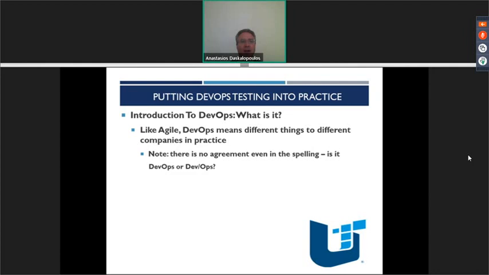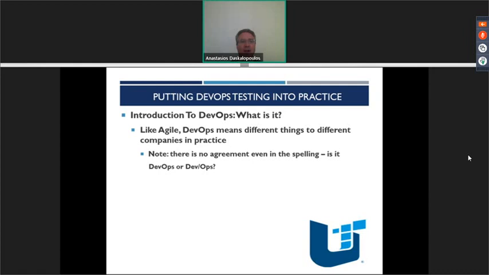Like Agile, I found that DevOps basically means different things to different companies. There's little agreement on what DevOps is. In fact, there's even no agreement on how it's spelled. Do you spell it DevOps or DevOps? At least with Agile, we know how it's spelled. But what do we mean by DevOps?